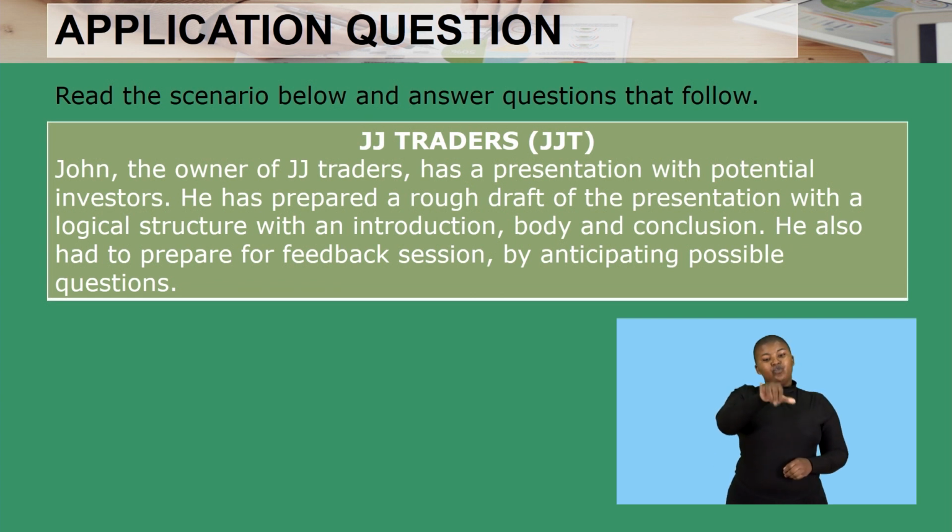John, the owner of JJ Traders, has a presentation with potential investors. He has prepared a rough draft of the presentation with a logical structure with an introduction, body, and conclusion. He also had to prepare for a feedback session by anticipating possible questions. Now, let us check the questions that we have to answer.